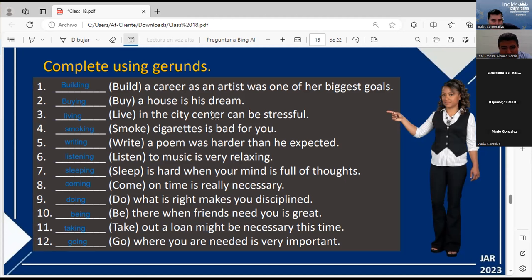Taking out might be necessary this time. Might be. Going where you are needed is very important. Excellent. Let's go to the main session.